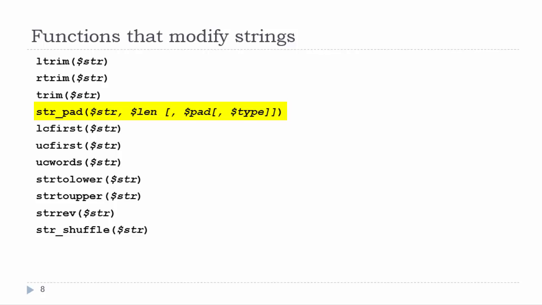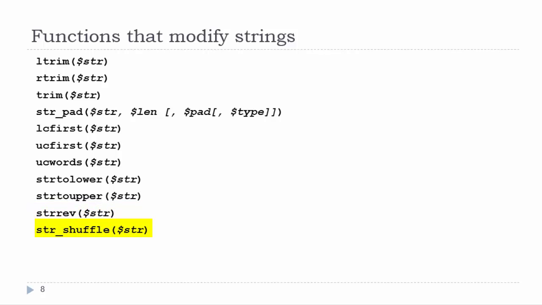String padding, we can add padding on a string. LC first allows us to lowercase the first character in the string. UC first allows us to uppercase the first character in the string. UC words allows us to uppercase the first character in every word in the string. String to lower allows us to lowercase the whole string. String to upper allows us to uppercase the whole string. String reverse reverses it.